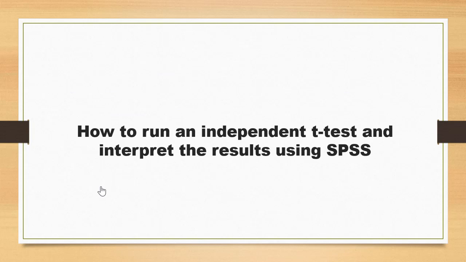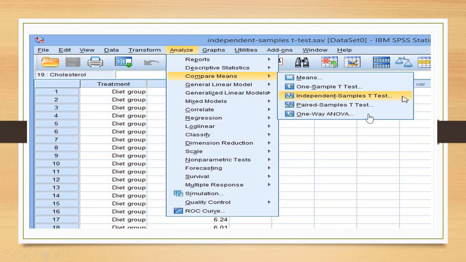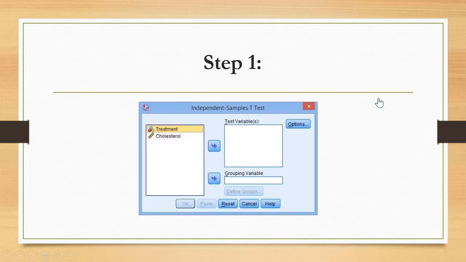So, how to run an independent samples t-test and interpret the results using SPSS. The first step is Analyze. Click Analyze, Compare Means, Independent Samples T-Test. We click on that, and we are going to have a dialog box like this. We put the dependent variable in the test variable box, and the grouping variable in this grouping variable box. This is the independent list. And then click Define Groups.